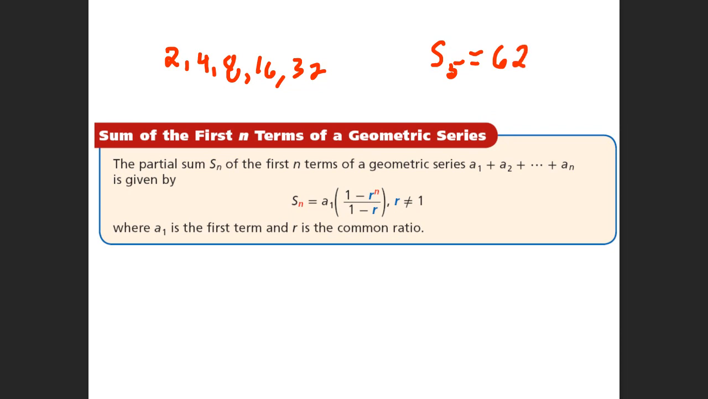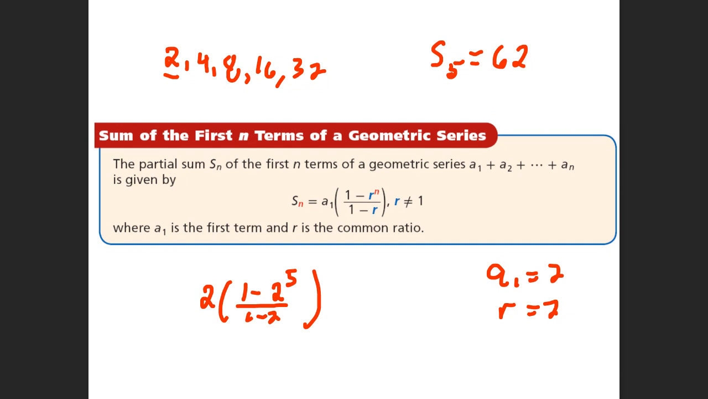So let's say 62. Now, there's a formula that we can use to find the sum of any geometric series. In this series, a sub 1 is 2, so I'm just going to use this series to show that this formula does work. So that's 2, and then 1 minus r to the n. What's my r value in this problem? a sub 1 was equal to 2. What does r equal? 2, okay. So this would be 2 to the 5th, since we wanted S of 5, over 1 minus 2.